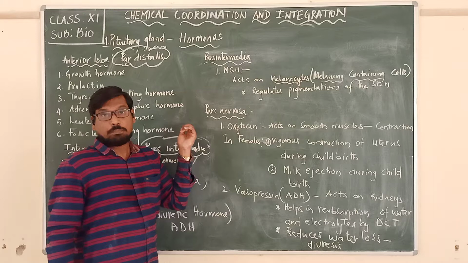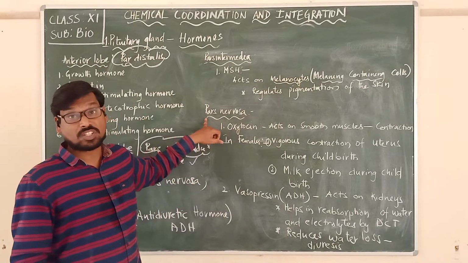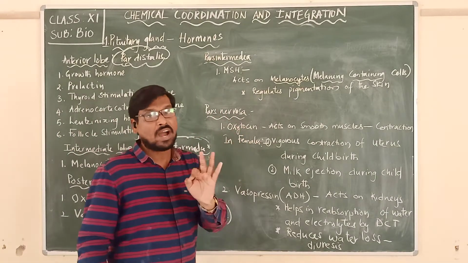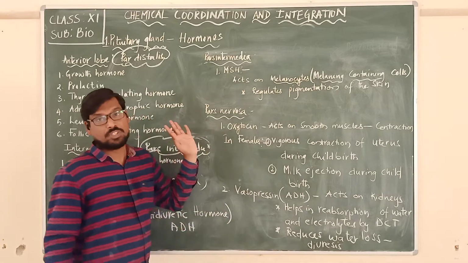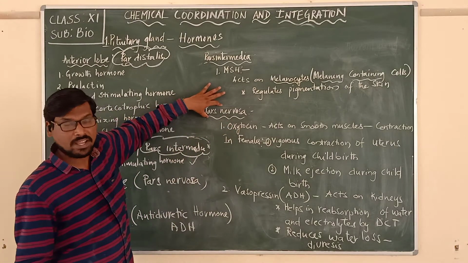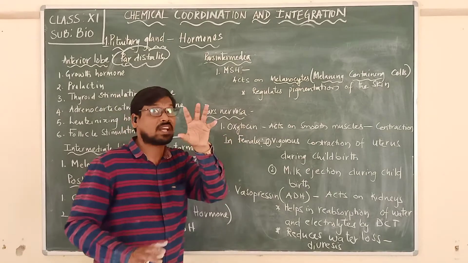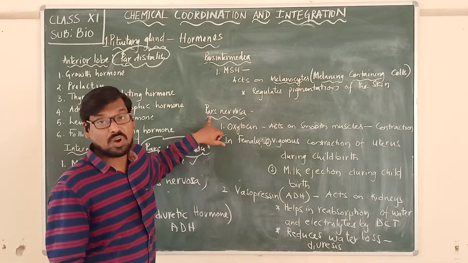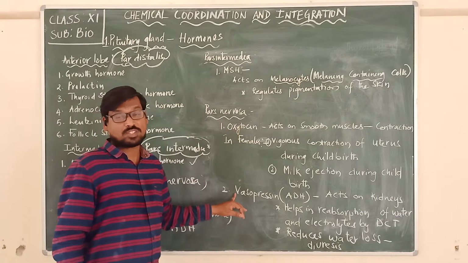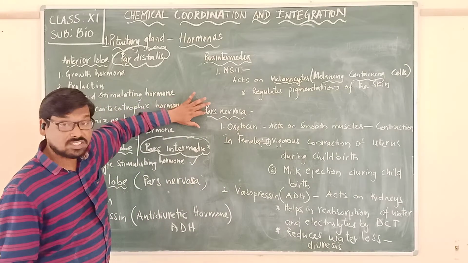And now the next one is pars nervosa. Pars nervosa is the posterior lobe of the pituitary gland, or neurohypophysis we are saying. Now in the pars nervosa, there are two hormones that are stored in the neurohypophysis: oxytocin and vasopressin. These two hormones are stored in the pars nervosa.